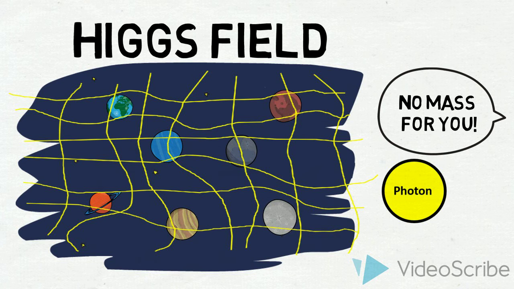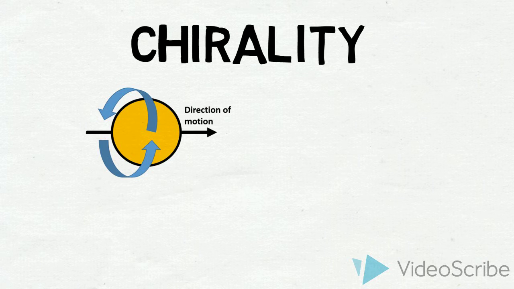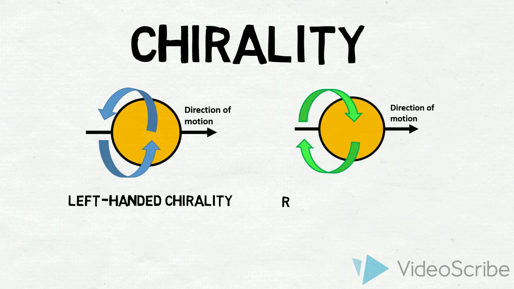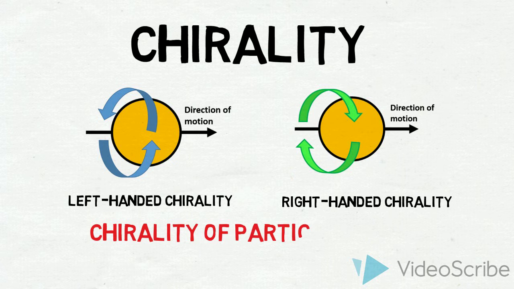In order to delve deeper into the explanation, we must first understand the concept of chirality and helicity. Subatomic particles such as electrons carry a spin relative to the axis of their direction of motion, and this can be classified as left-handed chirality or right-handed chirality, where the particles spin in the opposite direction. This chirality of particles is fixed for each type of particle and cannot be changed.